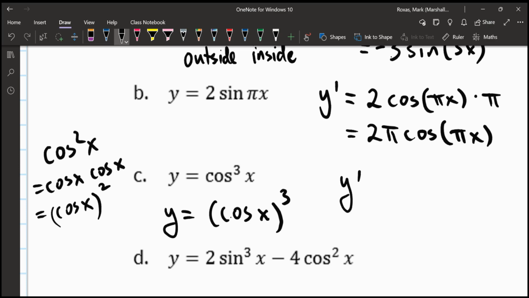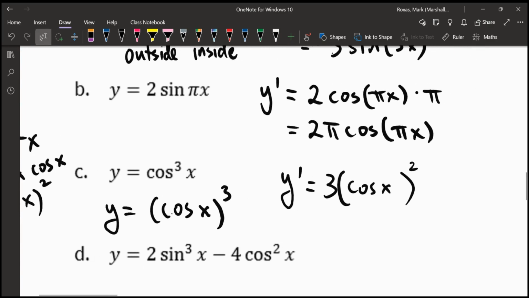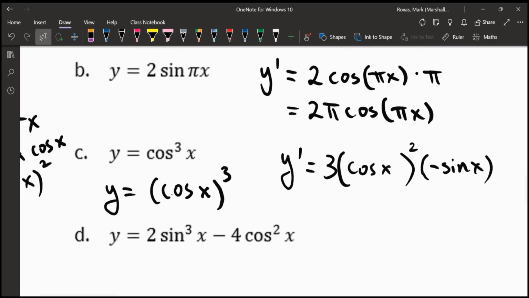So y prime would be 3 comes to the front, rewrite the inside, cosine of x, and then the exponent reduces by 1, so it becomes squared, and then multiply by the derivative of the inside. The derivative of cosine x is negative sine of x. And then to clean it up a little bit, just bring the negative to the front. So negative 3 times cosine squared x times sine of x.